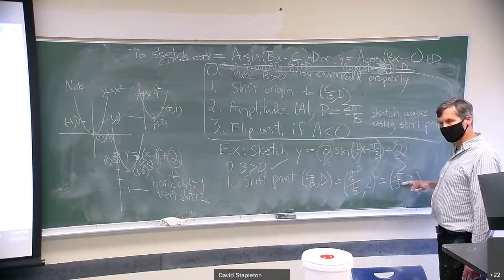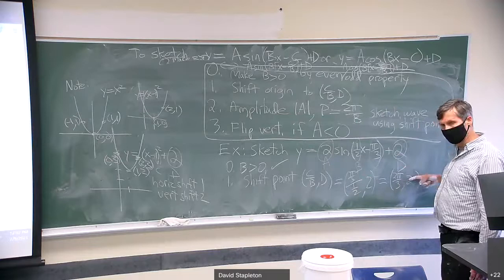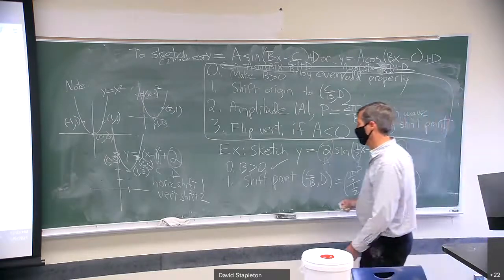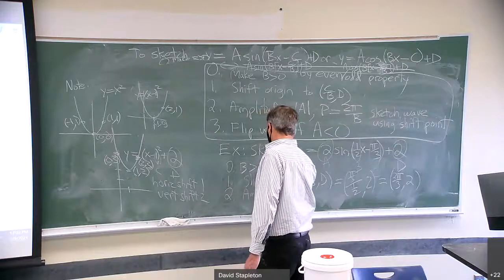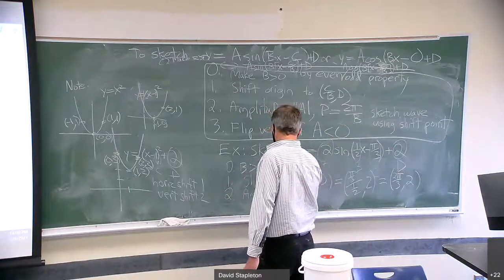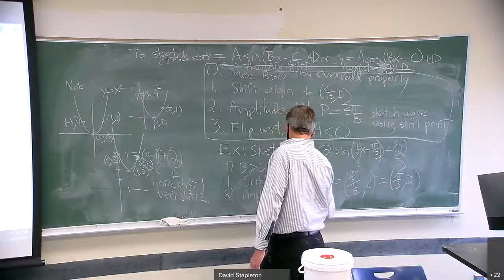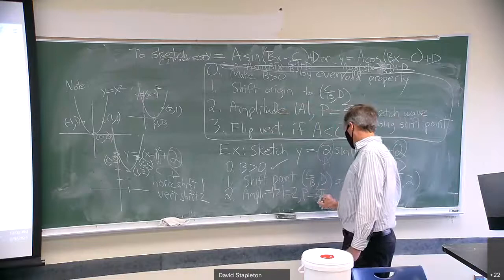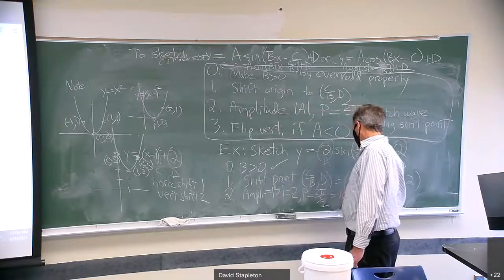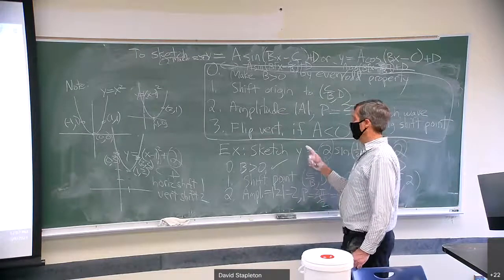So instead of starting the sine graph at the origin, I'm going to start at this point. It's just the same graph as before, but shifted. Now I'm going to say the amplitude is still the absolute value of A, which is the absolute value of 2, which is 2. The period is 2 pi over B. 2 pi over 1/2 is 4 pi. And then there's no flip since A is positive.